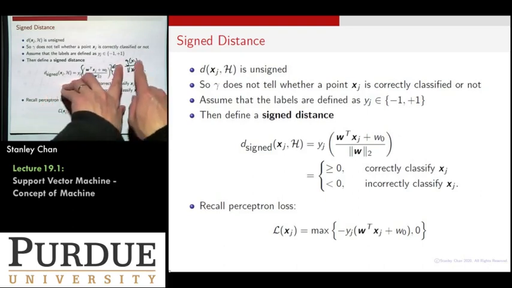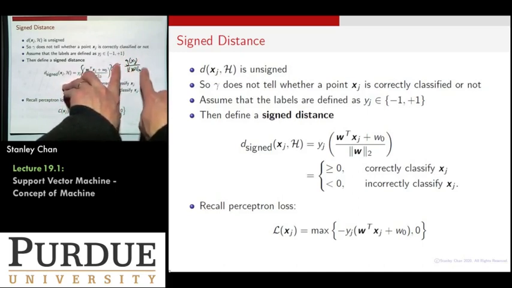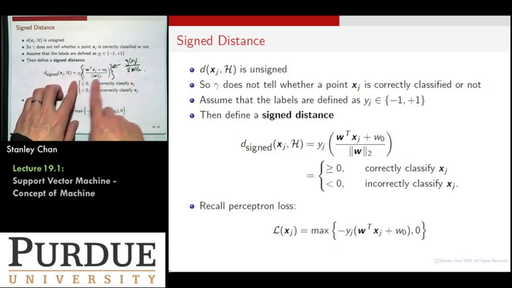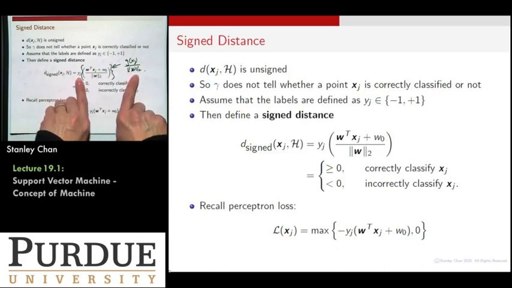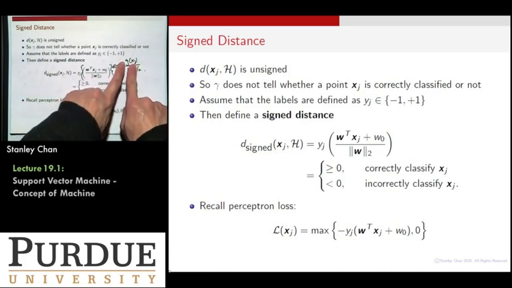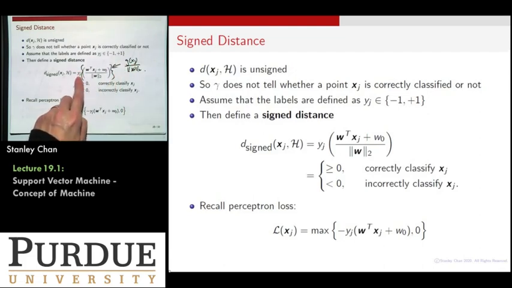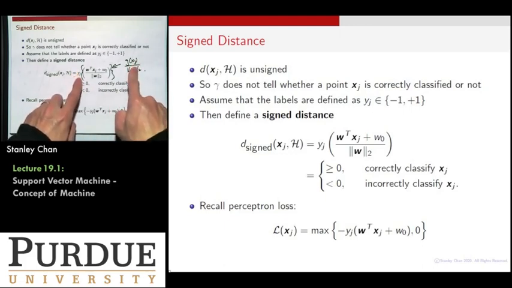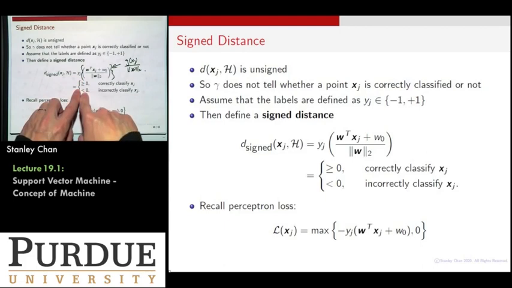Okay, now this is not exactly the unsigned distance because you don't have the absolute sign, but that would be the quantity that you use to calculate the unsigned distance. This will be a signed distance. Now, you look at this pair of numbers. If your xj is on the positive side, and your label is also positive, then you are correctly classified, and therefore your signed distance will be positive. If you have a mismatch, then you will have a negative value.